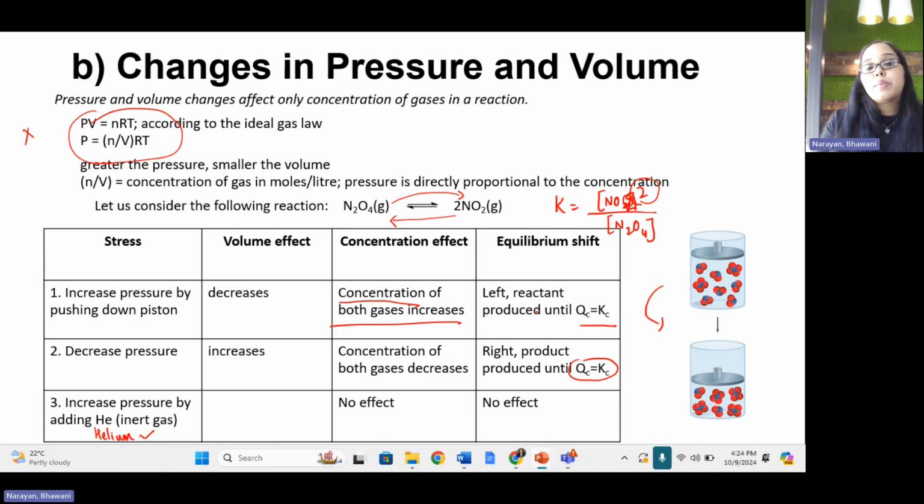What happens to the equilibrium shift? No effect because the concentration does not change. If the concentration does not change, you don't need to worry about the equilibrium constant. Right? Simple enough.